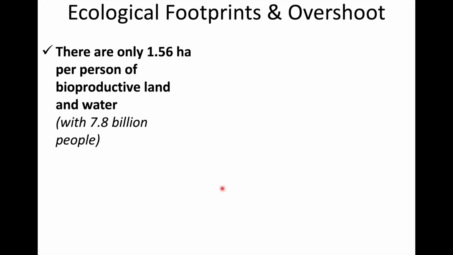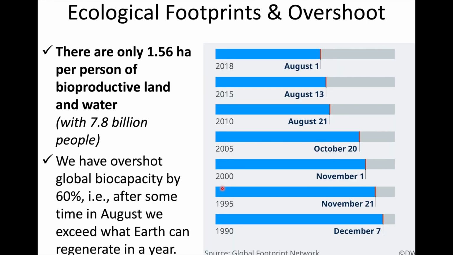Note that as human population increases, the bioproductive land per person decreases, which is why it's important to reference that this estimate of 1.56 hectares per person is in reference to a population of 7.8 billion. Given a few years, and there will be less bioproductive land per person because the global population will increase. Where does this leave us?